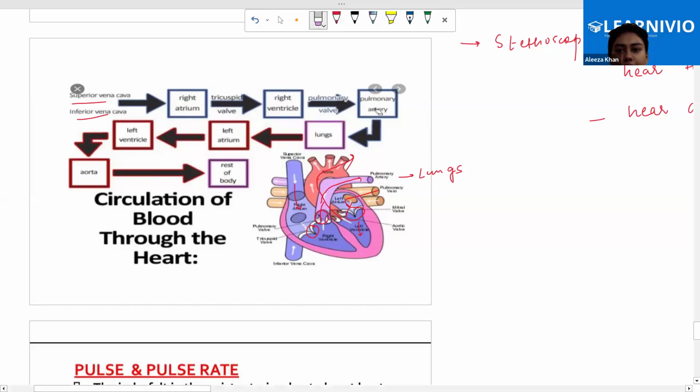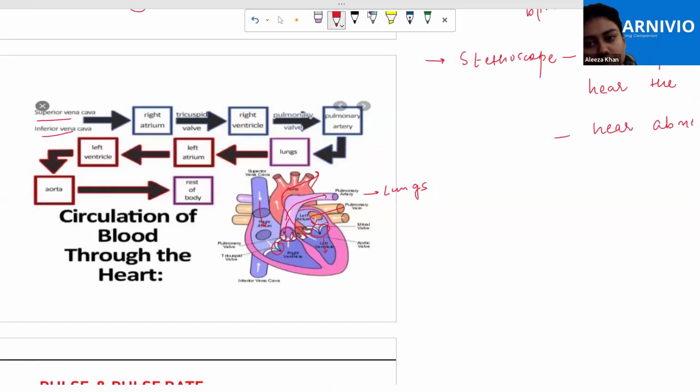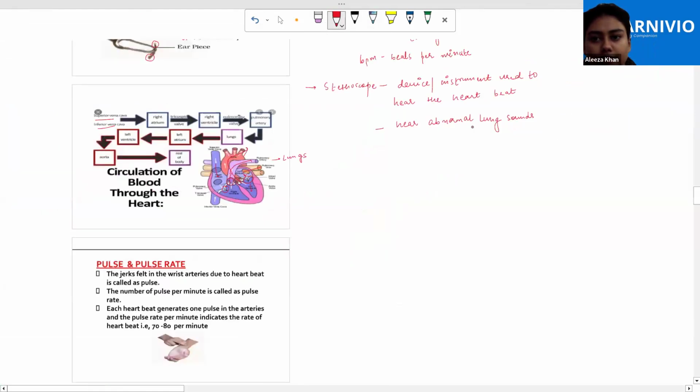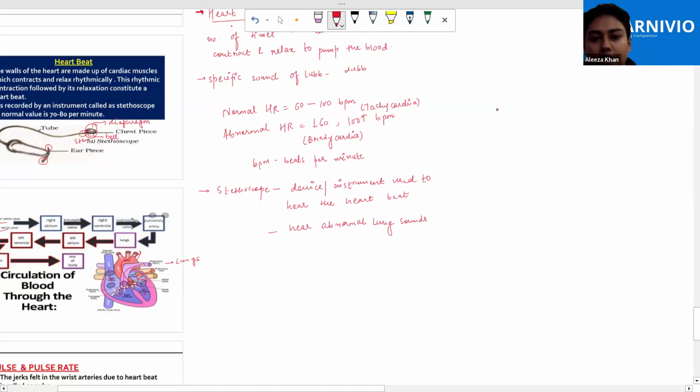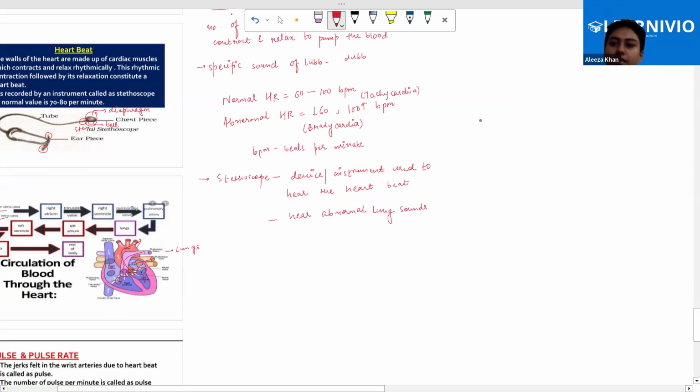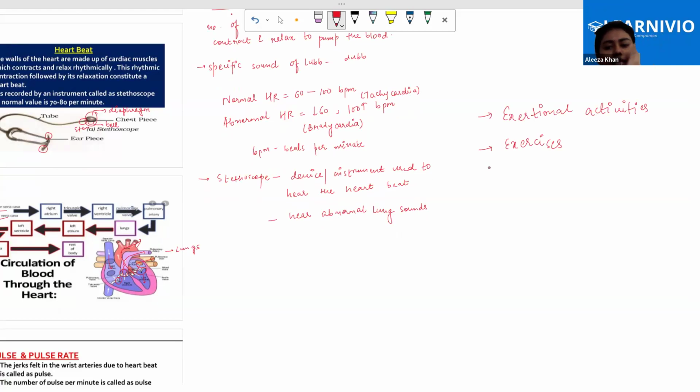There was one question: in what conditions is the heart rate increased? Due to overexertion. Yes, exertional activities, or I can say exercises. Whenever you are coming after running, after swimming, after jogging, your heart rate gets increased. But within a minute or within a few seconds, it comes back to its original beat.